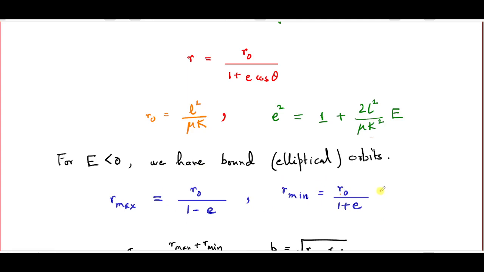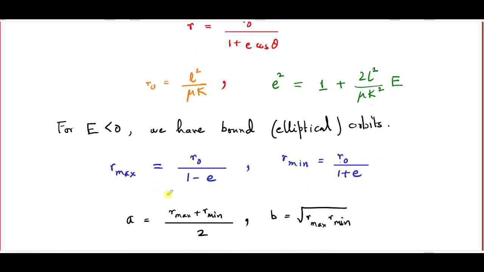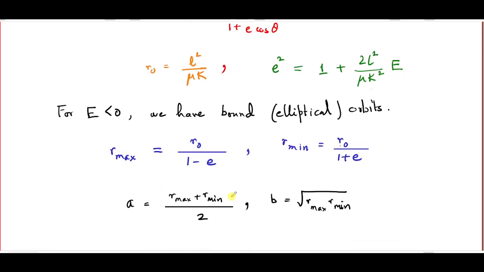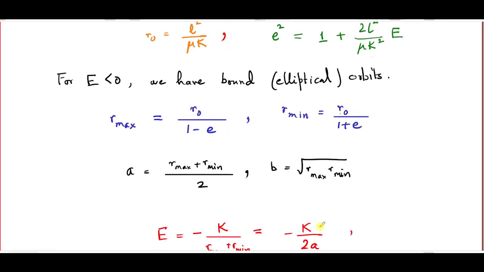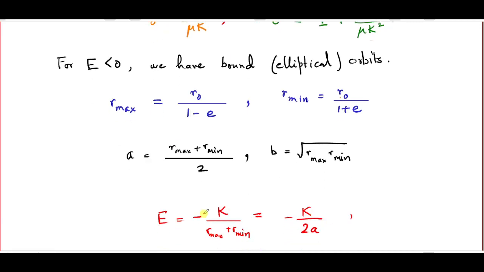Now, the sum of these two distances divided by 2, that is the arithmetic mean, is the semi-major axis of the ellipse, while the semi-minor axis is given by the geometric mean of these two numbers, the pericenter and the apocenter distances. We can also rewrite the conserved quantities in terms of the orbital parameters. Total energy is given by -K over r max plus r min, which is the same as -K over 2a. So it is the semi-major axis of the ellipse which solely determines the energy of the orbit.